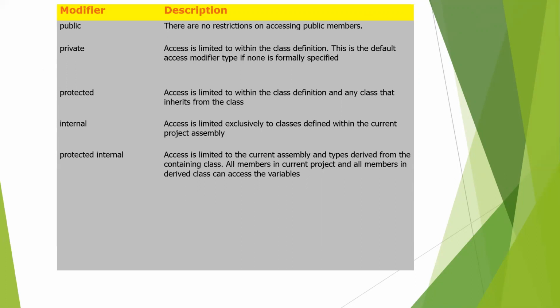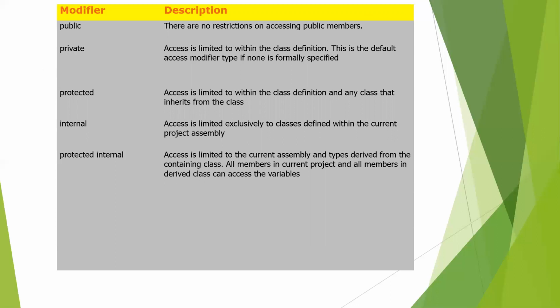And coming to internal, access is limited exclusively to classes defined within the current project assembly. So within the project assembly, you can access the internal-specific class, because we can declare a class as internal or its members as internal. Internal members are accessible only within the files in the same assembly, that is, the same DLL. So we can access it through an object and it can be accessed by a derived class as well.